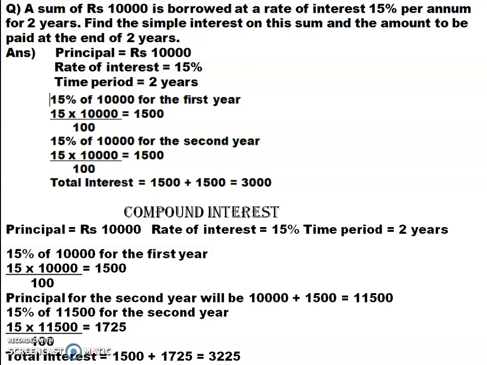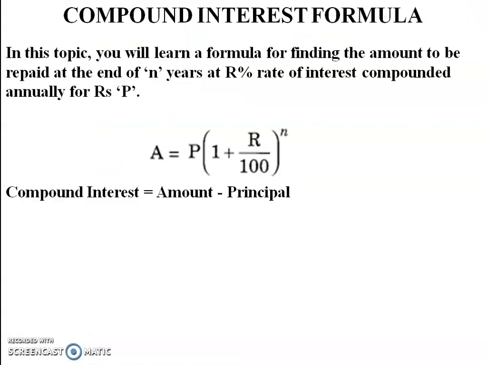Now, we have learned a formula for simple interest. What was that? Simple interest is equal to P into R into T by 100, isn't it? For easy calculation. Similarly, for compound interest also, we have a formula. What is the formula? It is A equal to P into 1 plus R by 100 the whole raised to N. Here P is principal, R is rate of interest, N is the time period, number of years.